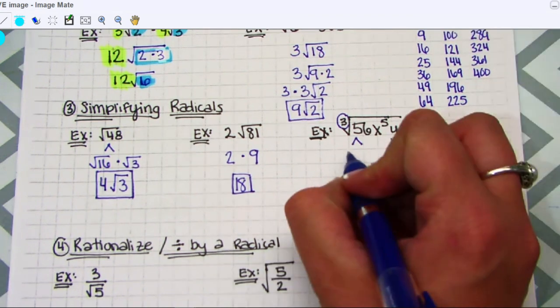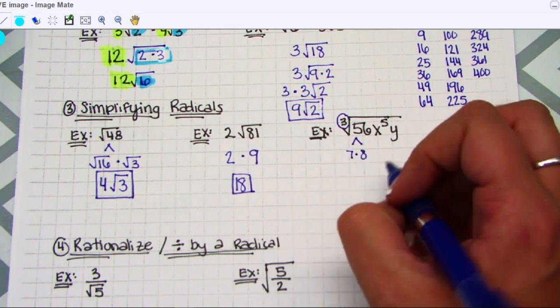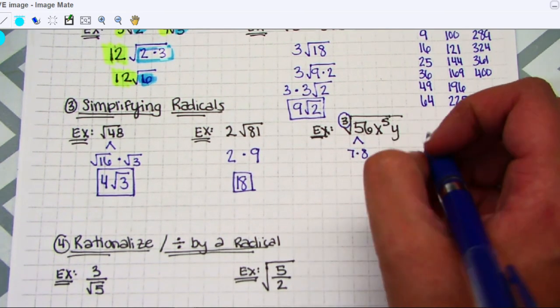7 and not 9, 7 and... Oh, you said 8, I'm sorry. The mask is muffling your voice in here. All right, let's break up 8.